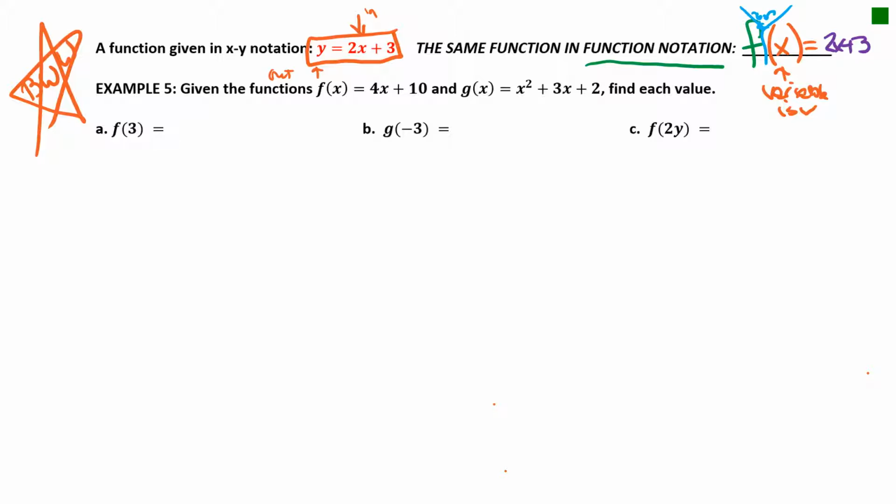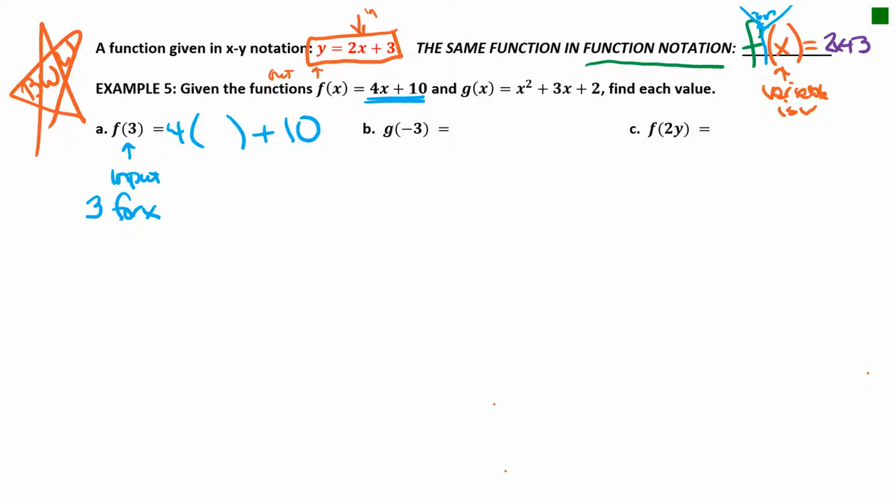So when I want to find that, that means I am going to input 3 for x. So I'm going to look at the f function. This is the f function right here. The first thing I'm going to do is write 4. When I see the x, I'm getting rid of the x, and I'm keeping the plus 10. The function is the rule. It says take x, multiply it by 4, and then add 10.